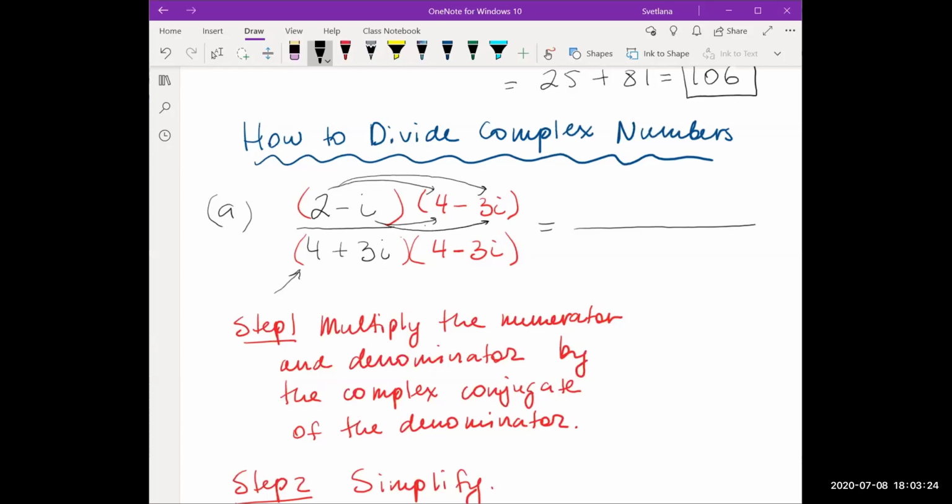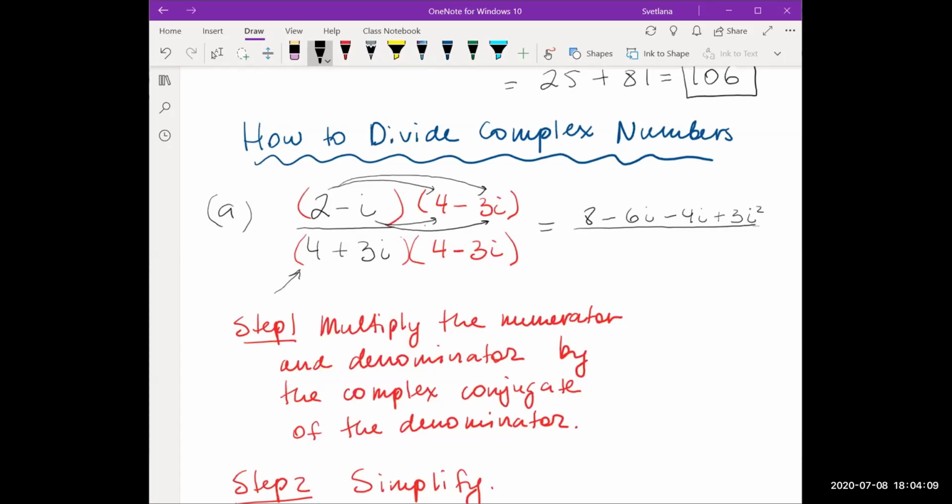Don't forget that you always should end up with i squared somewhere. Okay, so 2 times positive 4, that's 8. 2 times negative 3i, that is minus 6i. Negative i times 4, minus 4i. And then negative i times negative 3i. Negative times negative gives me positive 3 stays. And then i times i gives me i squared, like that.